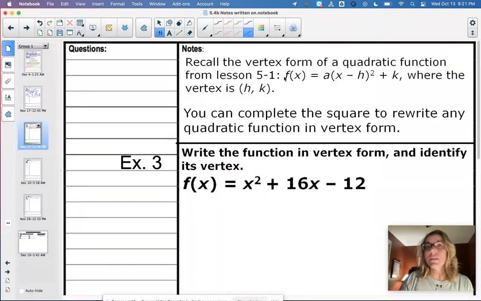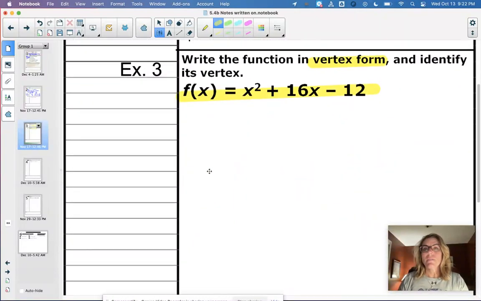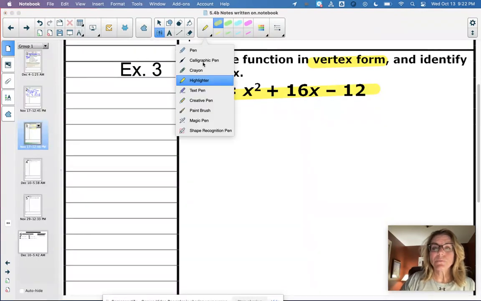So recall that the vertex form of a quadratic function from lesson 1 looks like this, where the vertex is at h, k. We are going to complete the square to rewrite a quadratic function that is in standard form. We're going to put it in vertex form. Recall, we talked about this, that even though quadratic functions are written in different forms, they still are the same parabola. They're just written differently. All right, here we go.